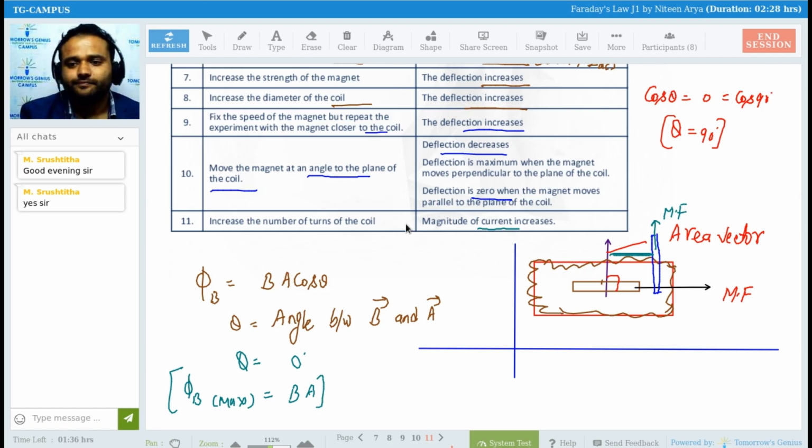Is this clear, everyone? Or should I explain this again? Tell me, beta. Darshan, Sai, Parikshit, Kayal, Shushita, Dharmeshwaram, Vishwanath, everyone.